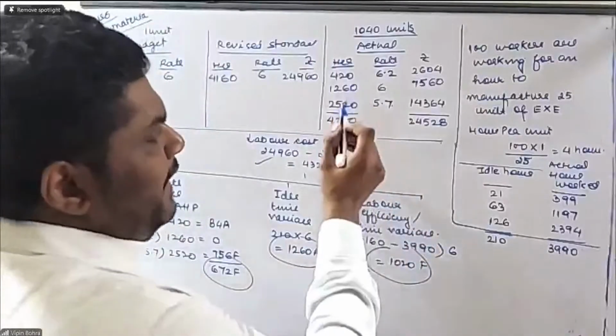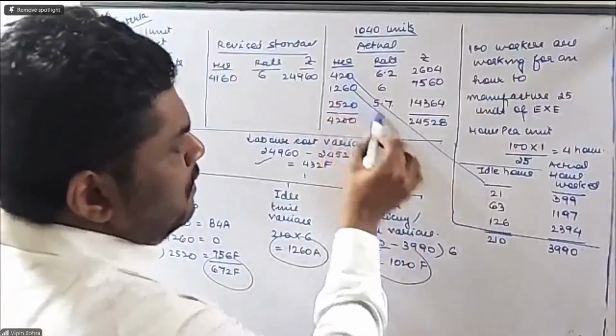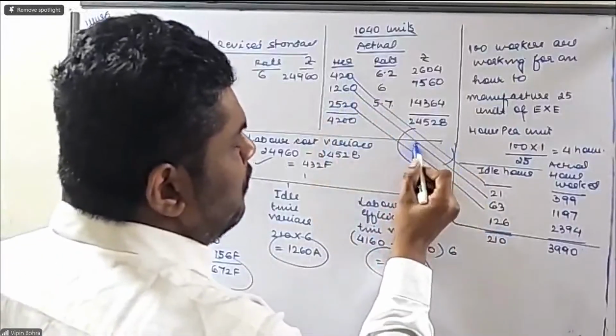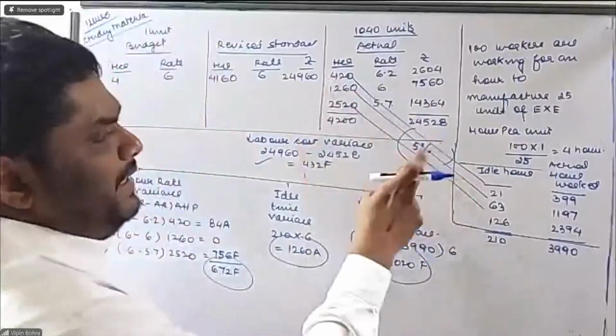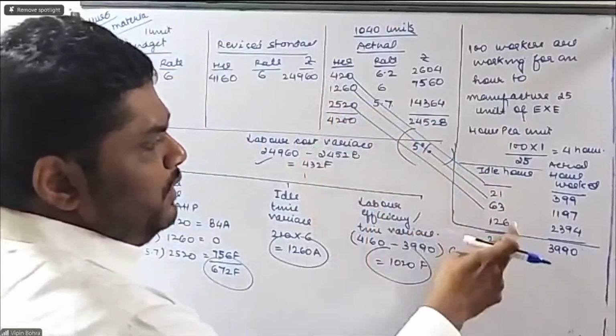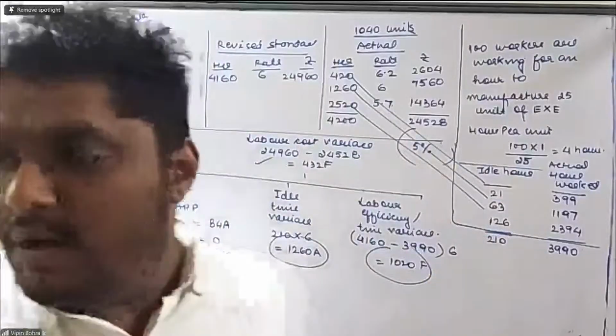So when talking about idle hours, $420 into 5%, 1260 into 5%, 2520 into 5%. This is how I got idle hours.